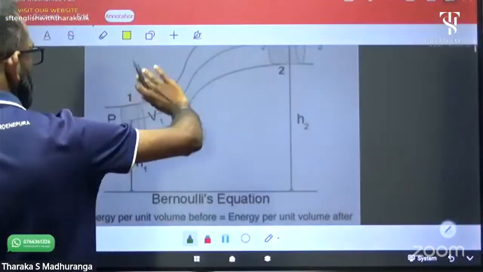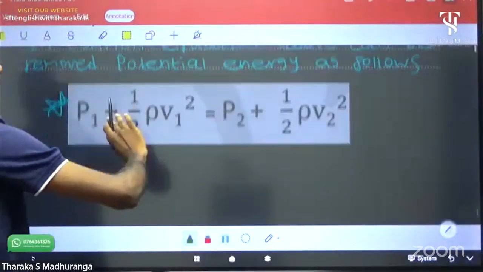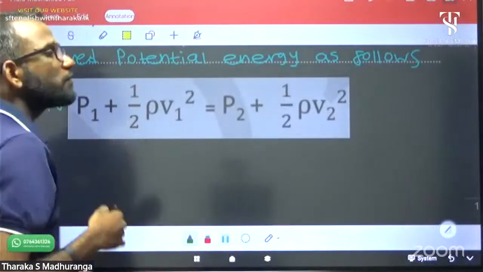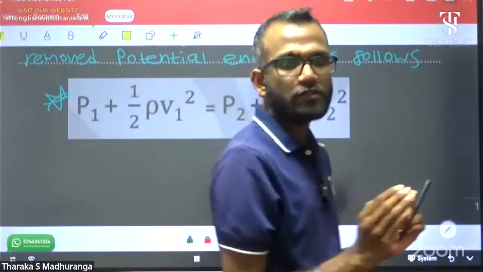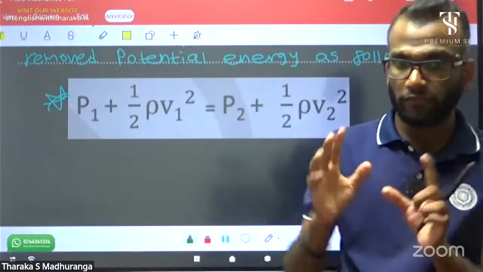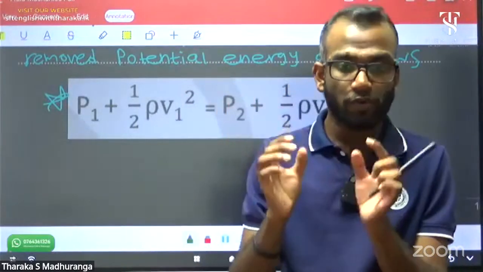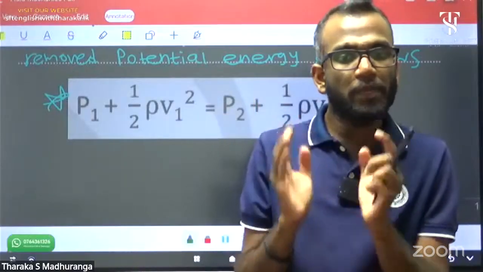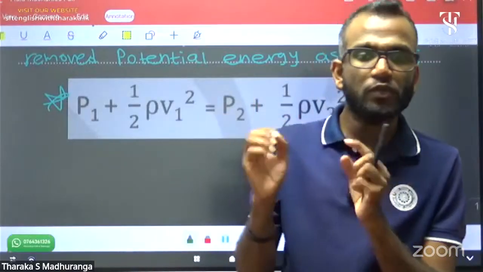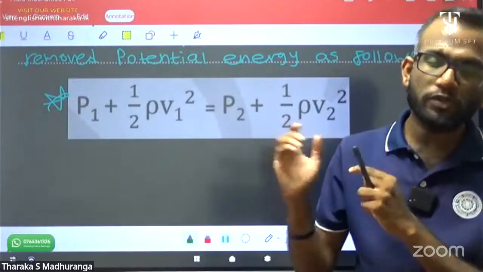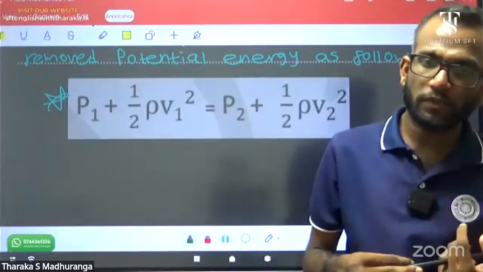According to that, we can get an equation: P1 plus half rho V1 squared plus rho g h1 equals P2 plus half rho V2 squared plus rho g h2, if there are any potential differences. Okay?